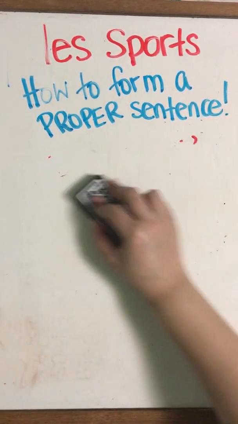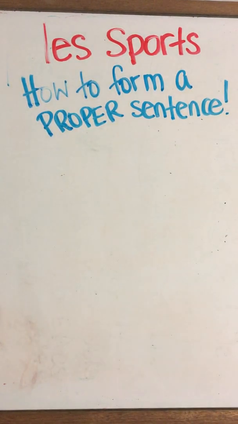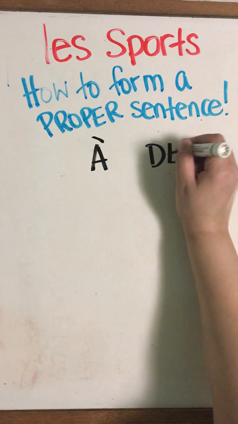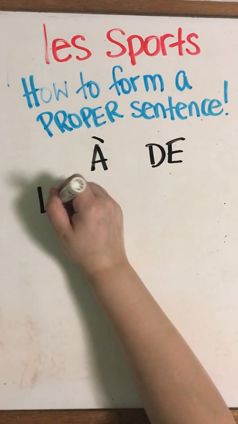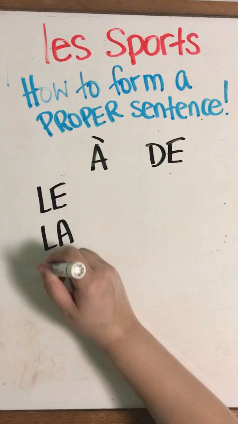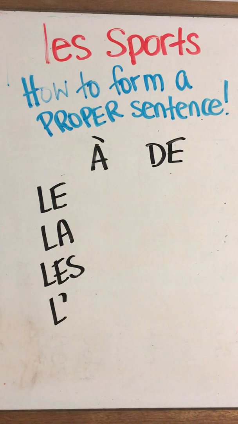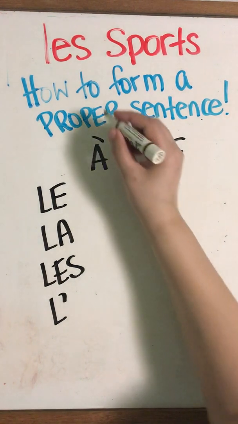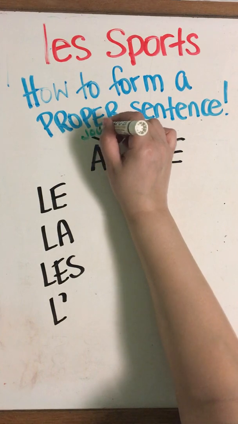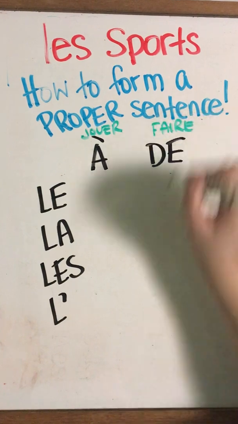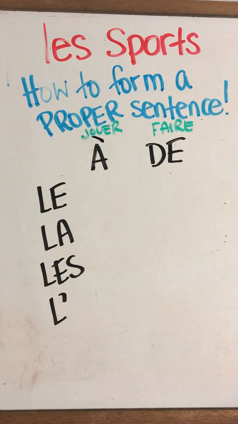Okay, so we're going to figure out how to do this correctly. We're going to replace all of those words. You see on your vocab sheet, each sport has 2 words. We're going to replace the first one. So we're going to make a little bit of a chart here. We have our à, we have our de. Okay. In my first lesson, I told you that jouer is always going to go with à. Faire is always going to be with de. So we're going to fill this in.